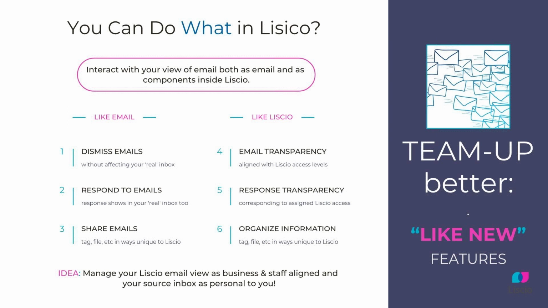So you can also tag those emails, you can put them into a file, you can share them with your staff. That's all going to be part of why you would want to open your email in Listio. You can assign different access levels. There's response transparency. So when you're needing your staff or somebody on your team to be a part of that email chain, so to speak, you can now pull them into it and they'll be able to see the emails that you've wanted them to have access to.